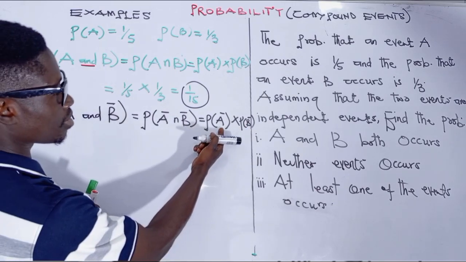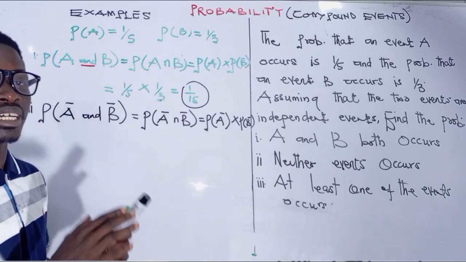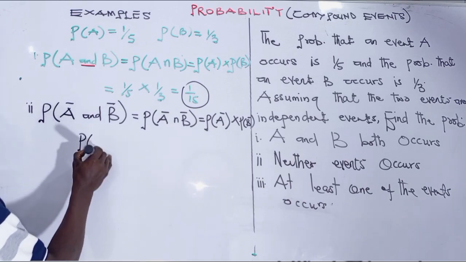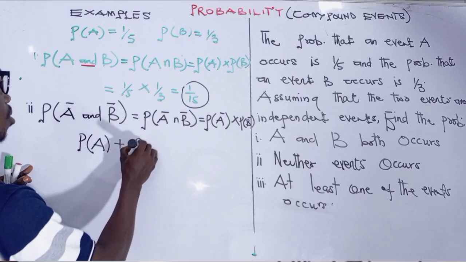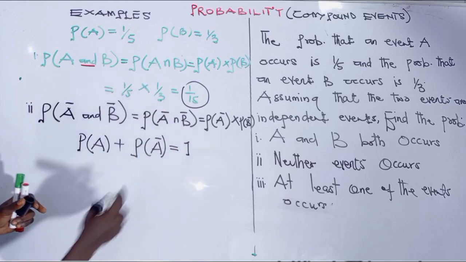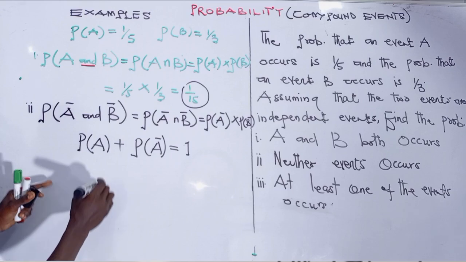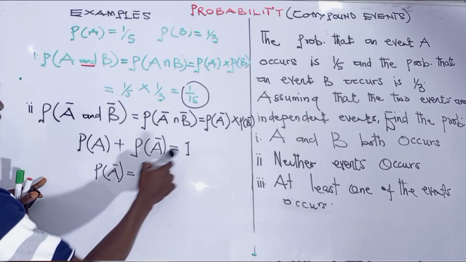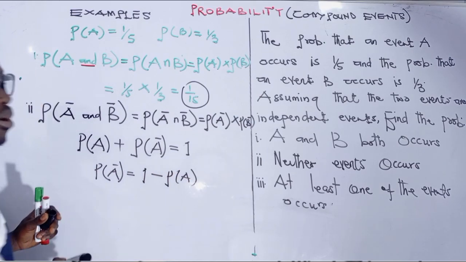So to find the probability that event A doesn't occur, as we have already learned in our previous lessons under the complementary rule, the probability of an event occurring plus the probability of that event's complement sum up to 1. Therefore, the probability that event A doesn't occur will be given as 1 minus the probability of event A occurring.